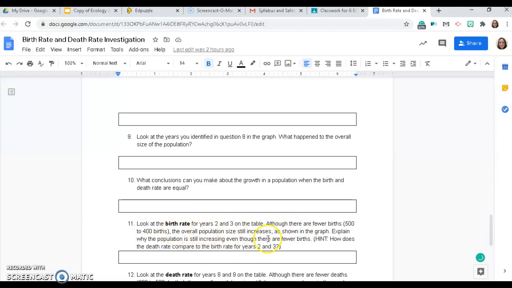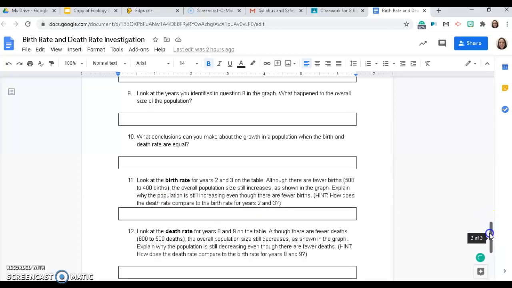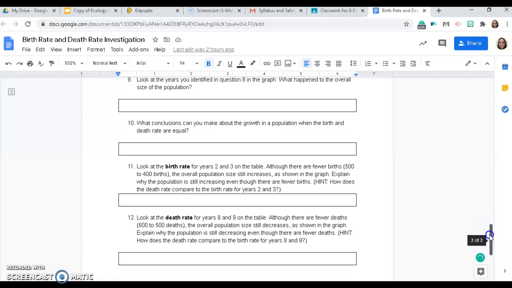So we have two situations where the birth rate decreases, but the overall population still increases, and you're going to have to explain why. And I give you a little hint, so make sure you pay attention to the hints to help you. And then one more question about the death rate.